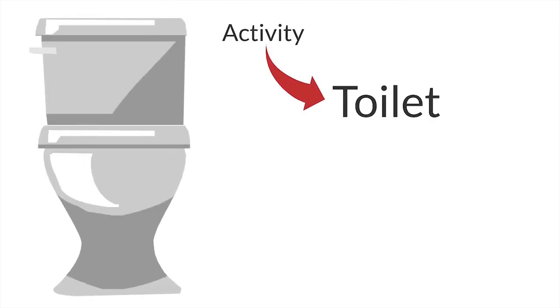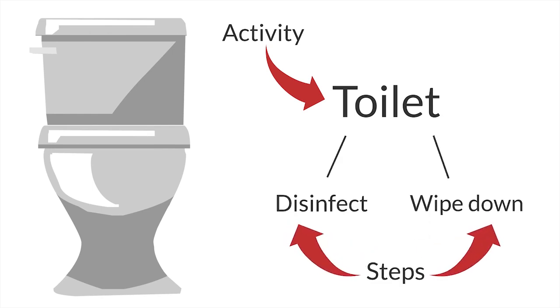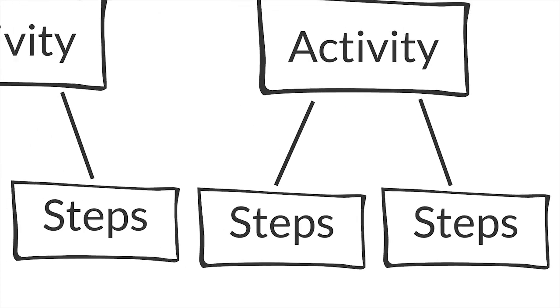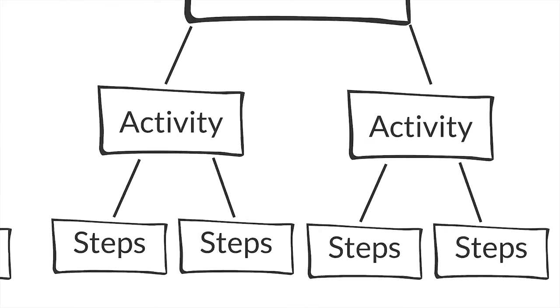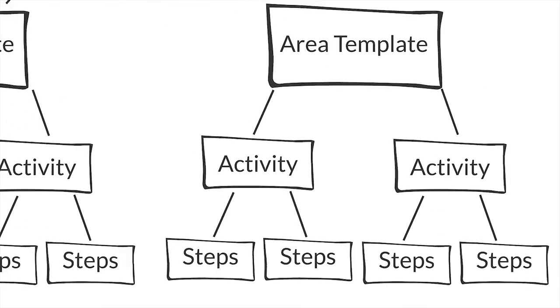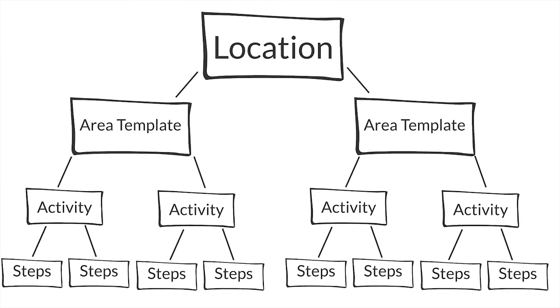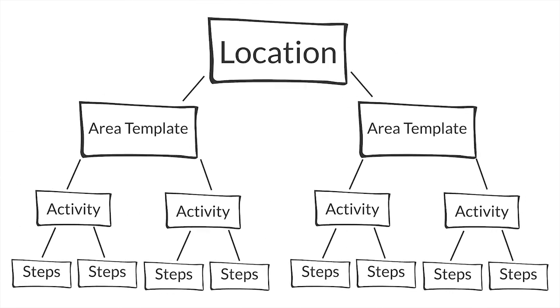An activity like a toilet might have several steps assigned to it, like disinfecting the bowl and wiping down the seat, etc. When building a location in the workloading and bidding tool, steps like disinfecting and scrubbing are assigned to an activity like a sink, which is a part of the restroom area template, which is a part of the overall location. We will begin with reviewing steps while building your first location. Then we'll add some activities, create area templates, and finally build a full location.